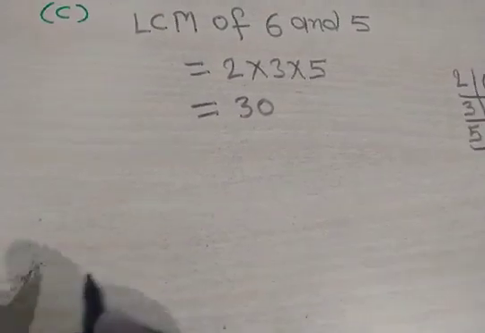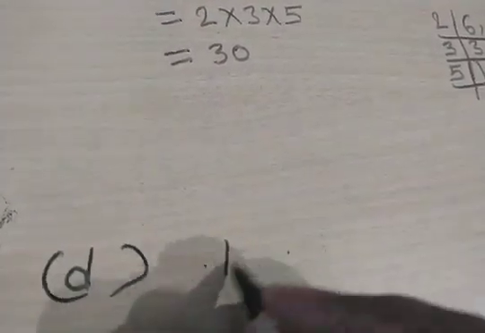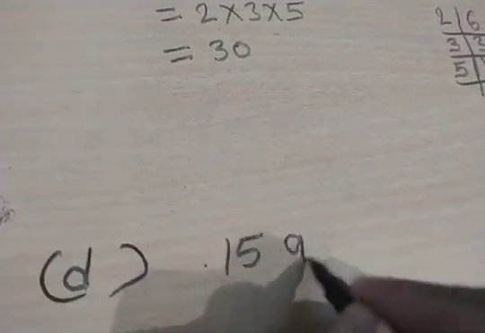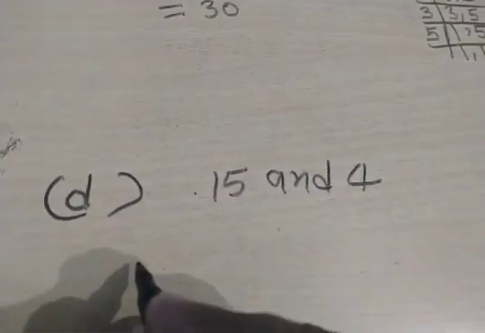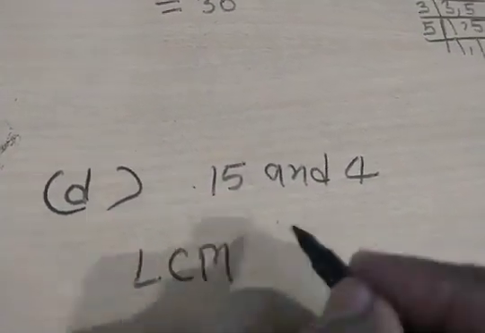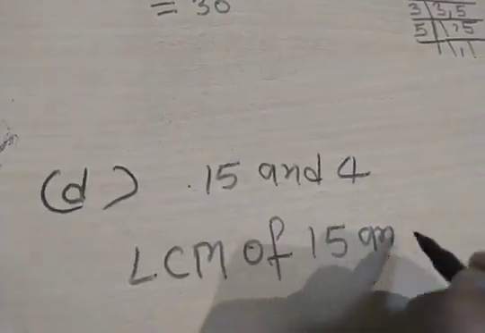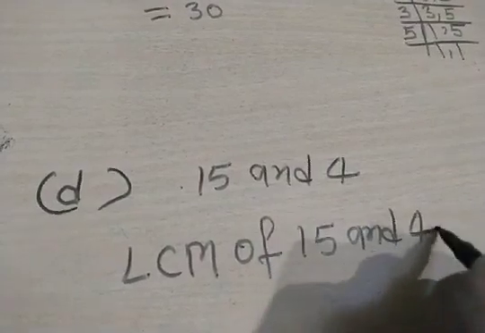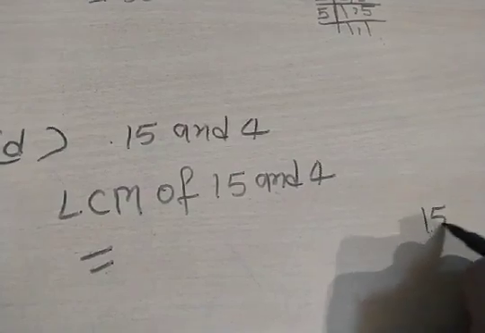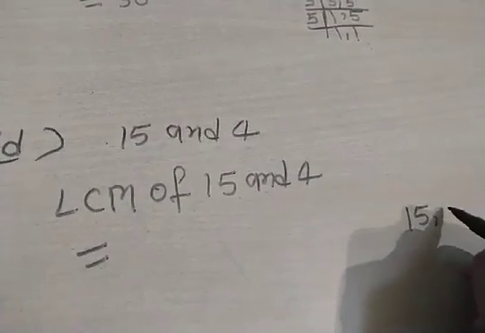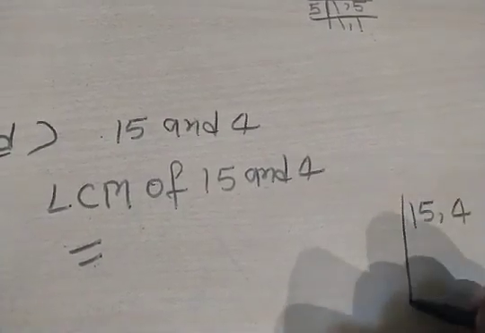Now D part, 15 and 4. We find LCM of 15 and 4. Clear? So we find the LCM by division method of 15 and 4.